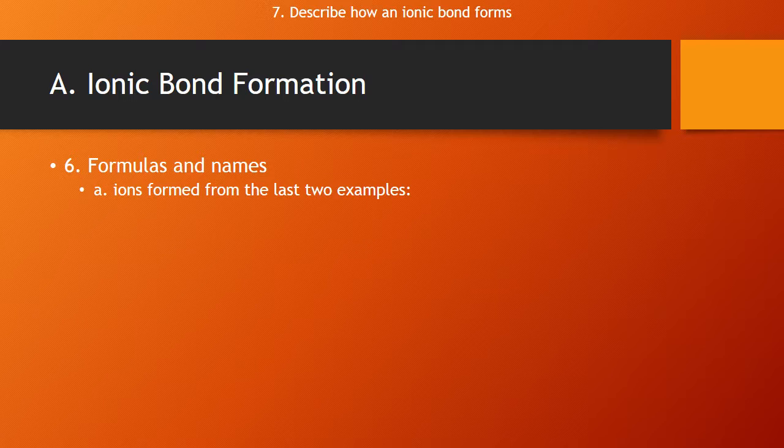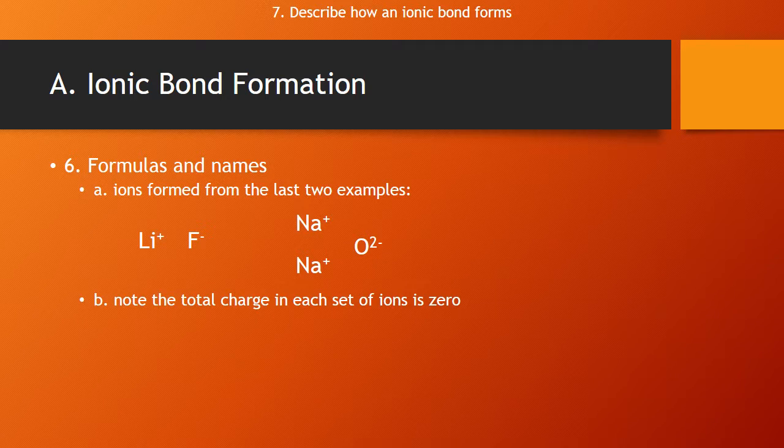Let's take a look at the formulas and names of compounds. So here are these sets of ions formed in the last 2 examples. Here is the one formed by the lithium and the fluorine atoms, and then the sodium and oxygen atoms. Note that if we add up the total charge in each set of ions, it always equals 0. So with the lithium and the fluorine, we have a 1 plus and a 1 minus. Those add together to equal 0. With the sodium and the oxygen, we have a 1 plus, a 1 plus, and a 2 minus. Those would also add together to equal 0.